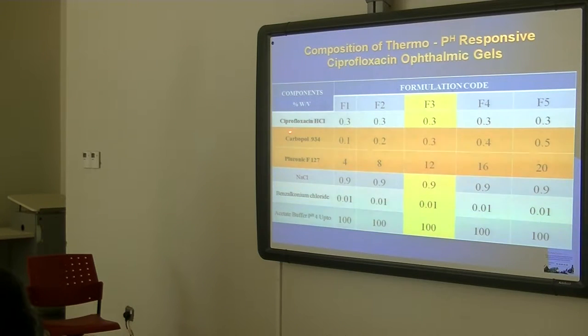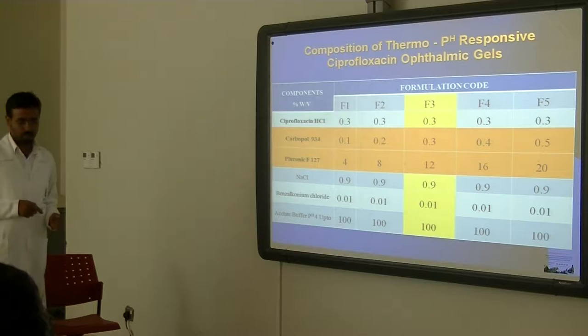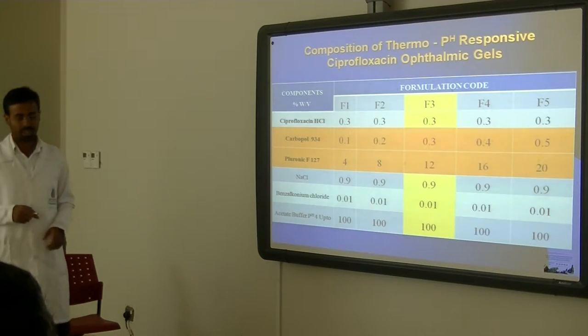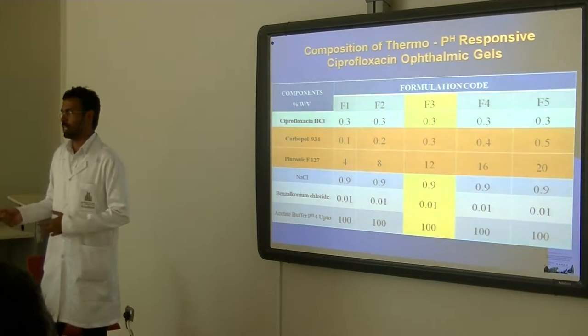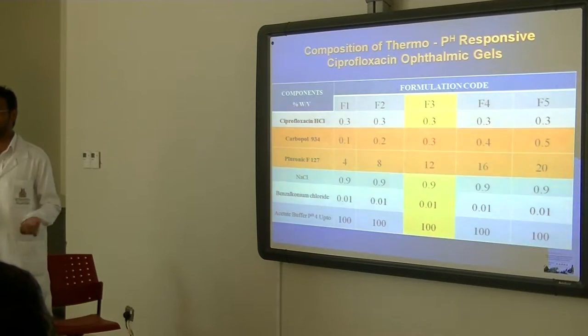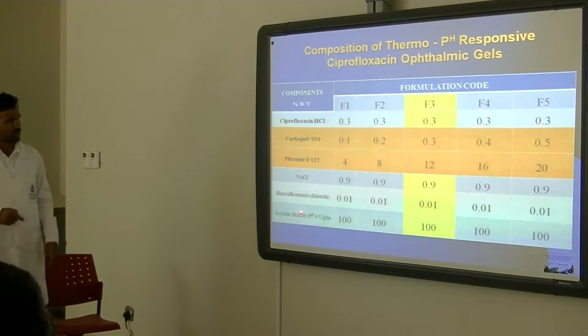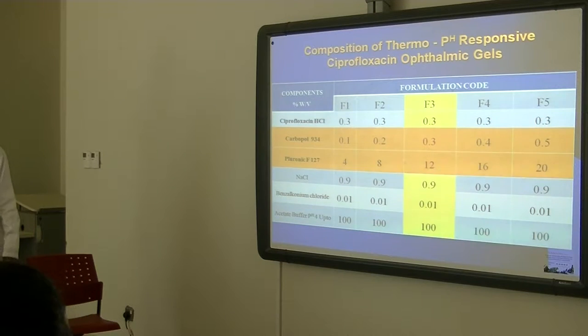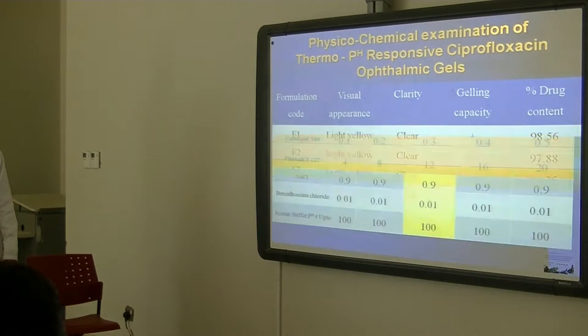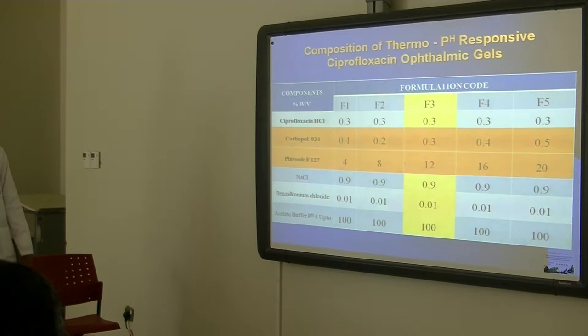The same properties are again attached with this pluronic. Because of the body temperature, the normal room temperature is maybe between 25 to 30, whereas our physiological temperature is 37 degrees Celsius. Due to that change also, there will be a change in the physical form of the drug. So here there are 5 formulations we have prepared.